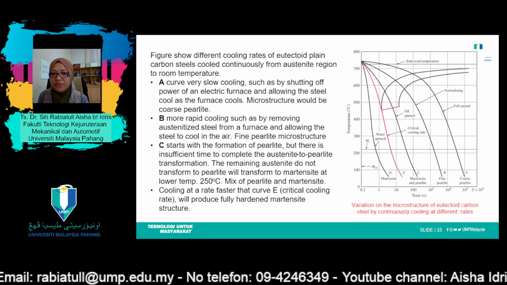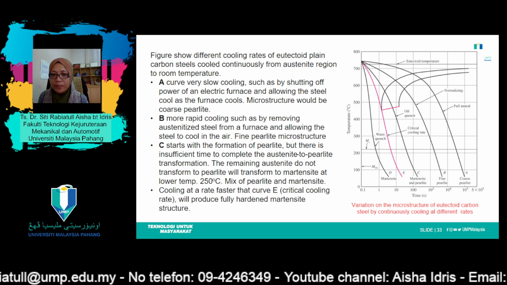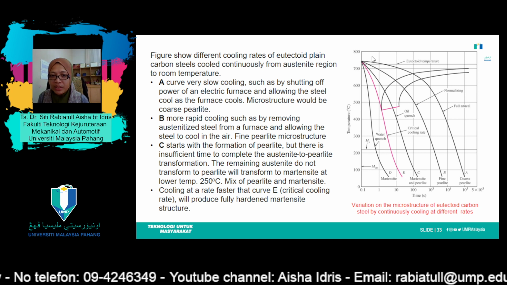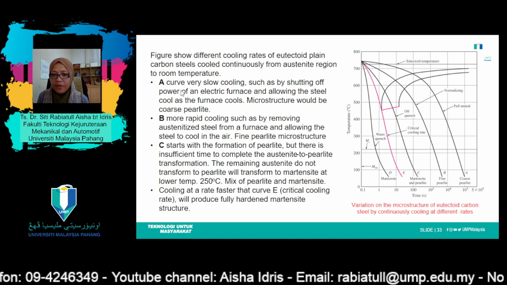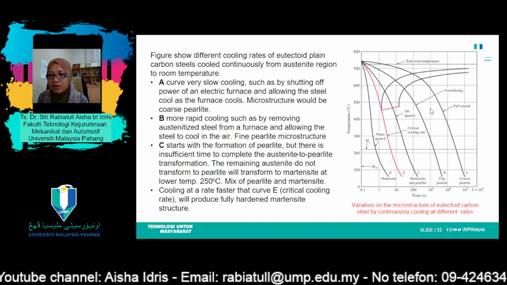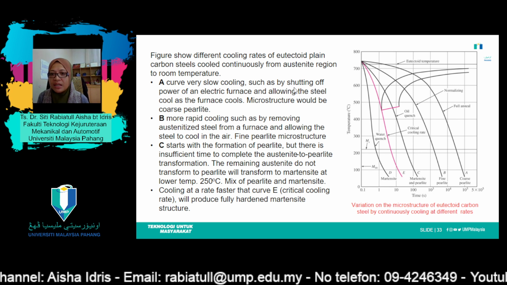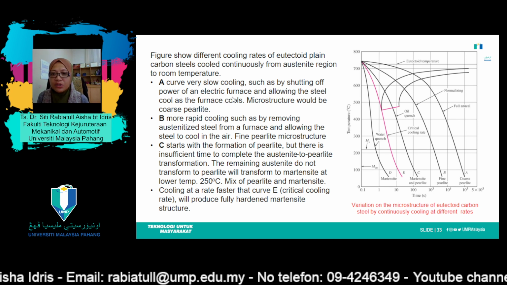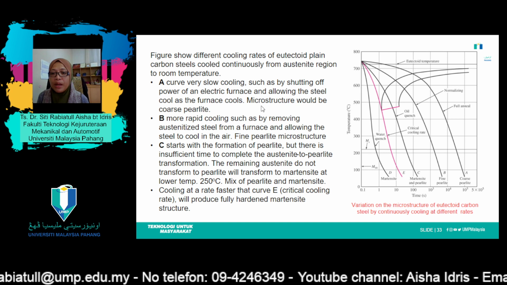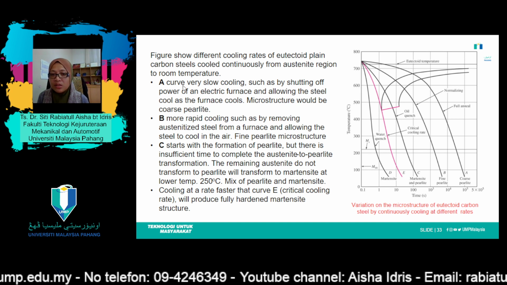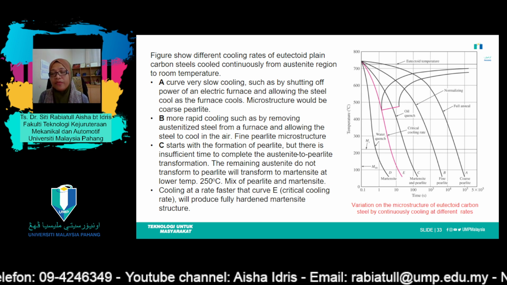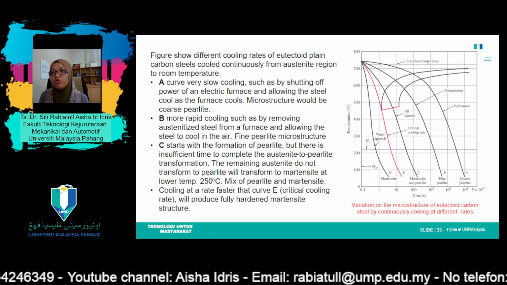Okay, so this figure shows different cooling rates for eutectoid plain carbon steel cooled continuously from the austenite region to room temperature. Curve A is very slow cooling, such as by shutting off power of an electric furnace and allowing the steel to cool as the furnace cools. The microstructure would be coarse pearlite. By right, the specimen is left in the furnace and it will cool together with the furnace.